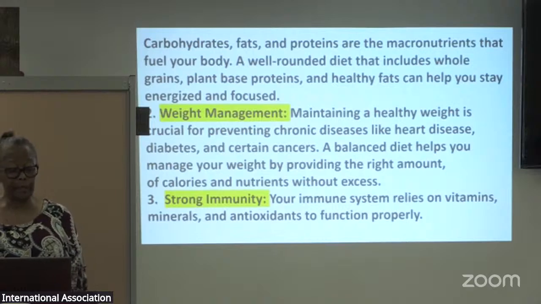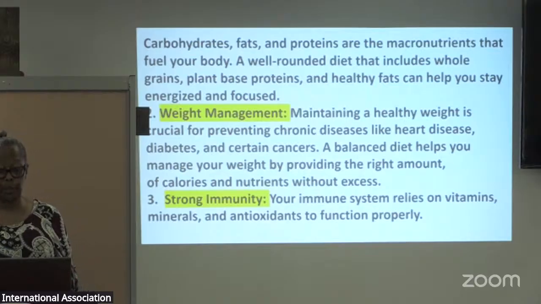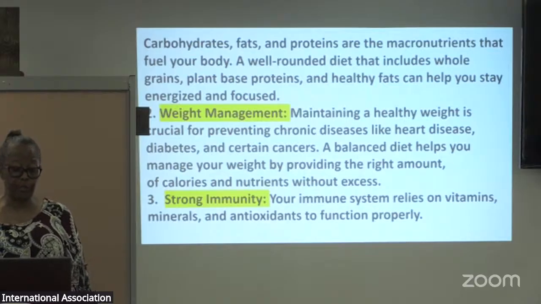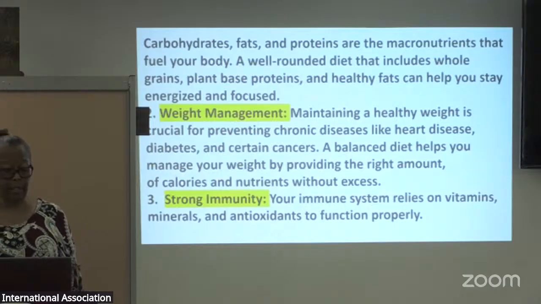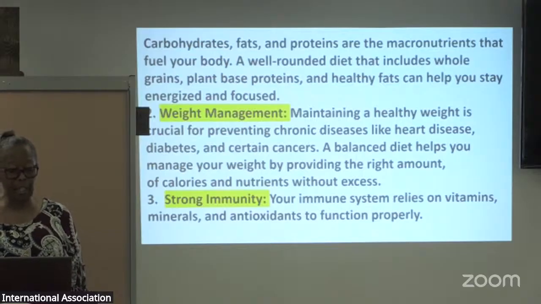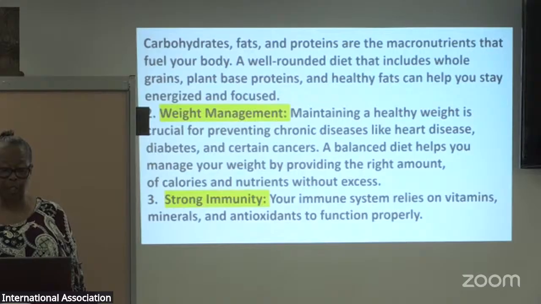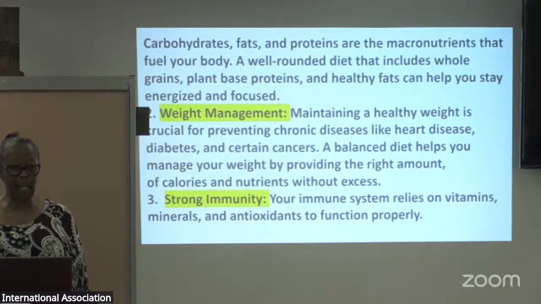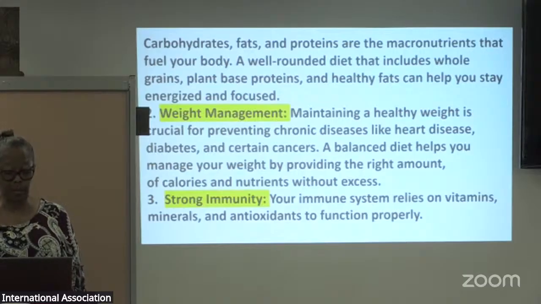Weight management. Maintaining a healthy weight is crucial for preventing chronic diseases like heart disease, diabetes, and certain cancers. A balanced diet helps you to manage your weight by providing the right amount of calories and nutrients without excess.